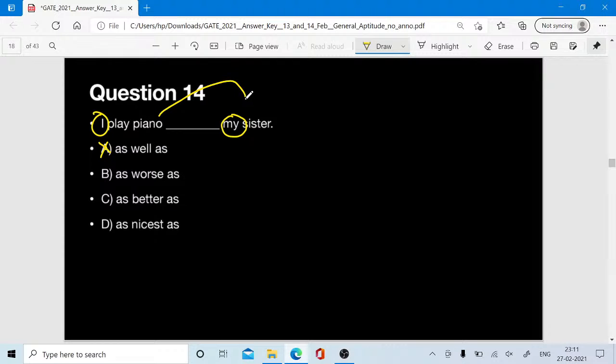So I am playing piano with my sister, so there is no comparative degree here, yes or no? This is basically the positive degree of adjective. So as better as will not work. As worse as or as nicest as will be the answer.